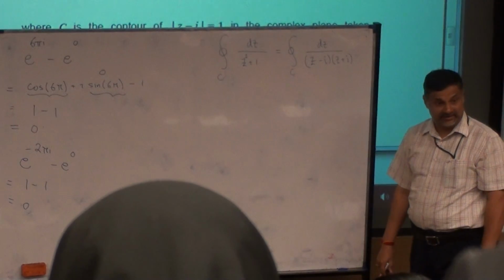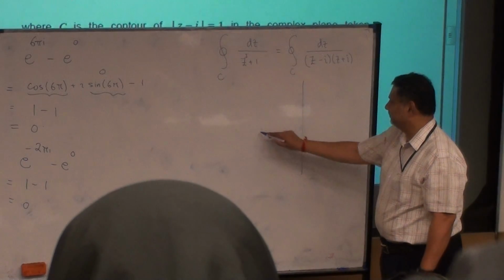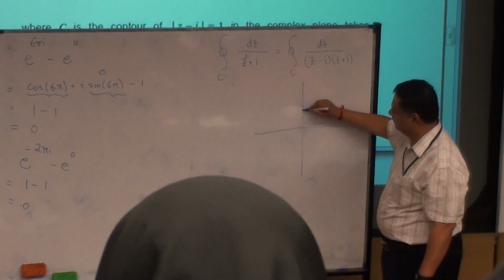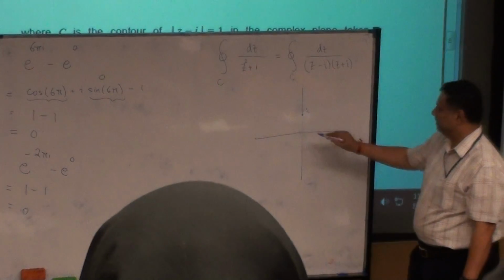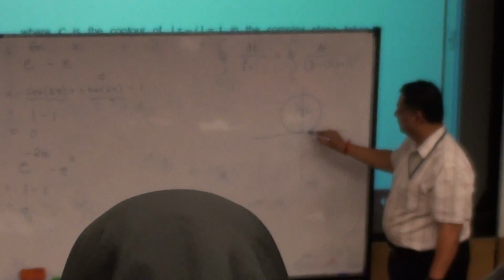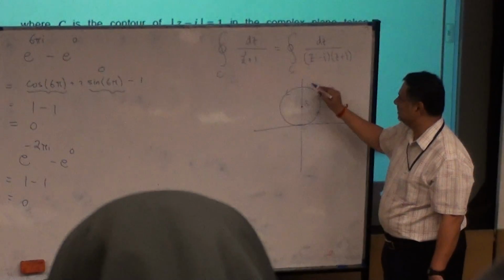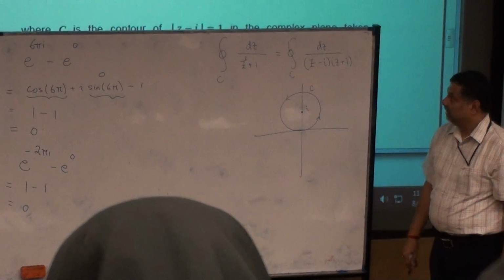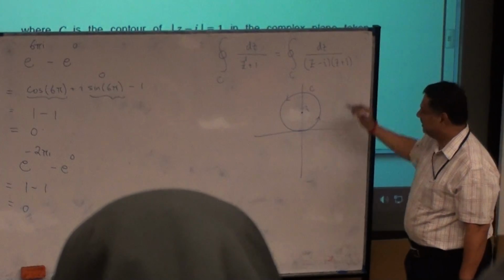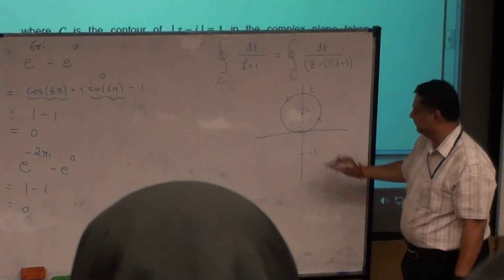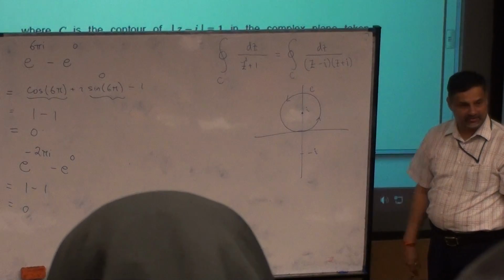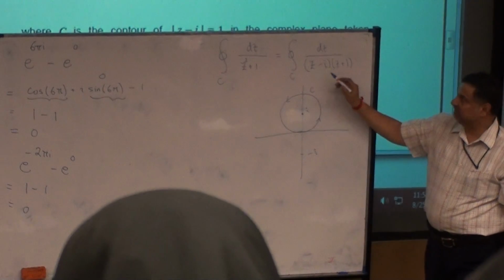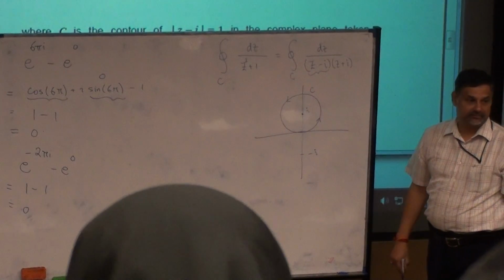So now let's look at the circle. Okay? The circle is centered at i and has radius 1. So it is going like this in the counterclockwise direction. This is C. And where is the other singularity? It is at minus i. Okay? So the only singularity here is the one with i. So this part is the singularity.